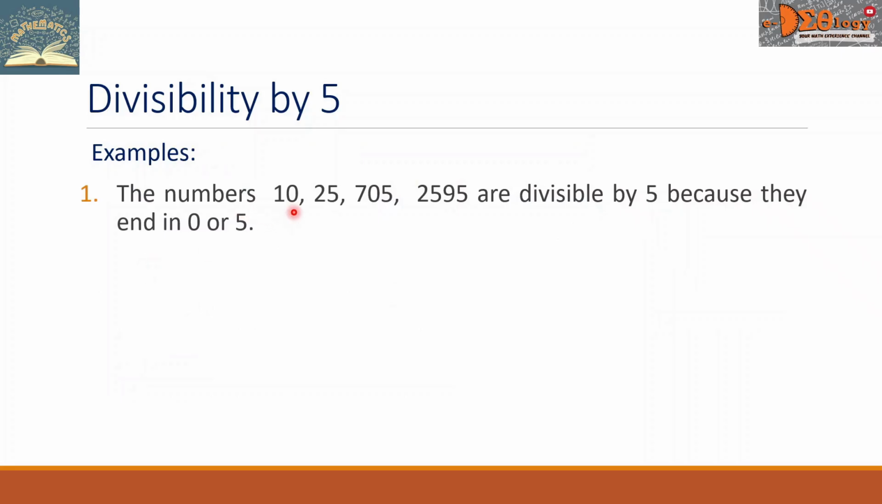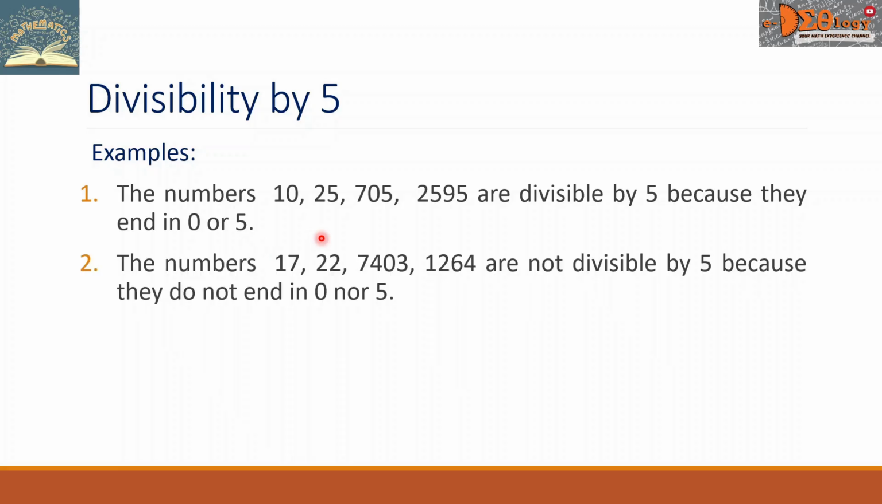Examples: the numbers 10, 25, 705, 2,595 are divisible by 5 because they end in 0 or 5. Another example: the numbers 17, 22, 7,403, 1,264 are not divisible by 5 because they do not end in 0 nor 5.